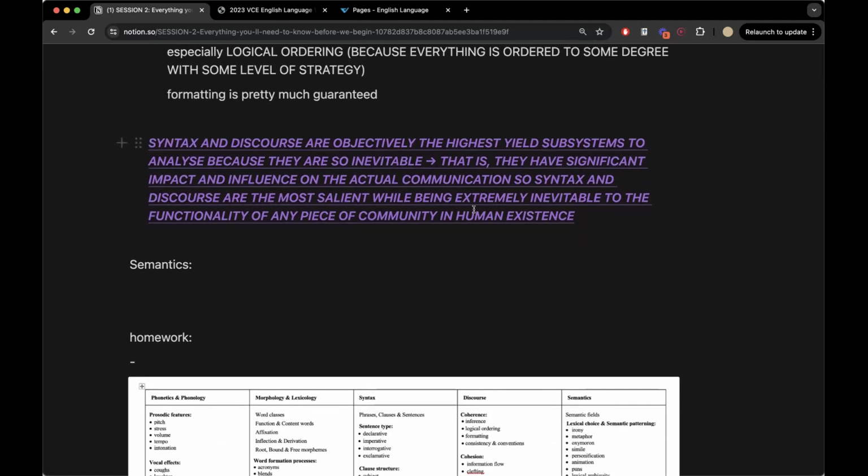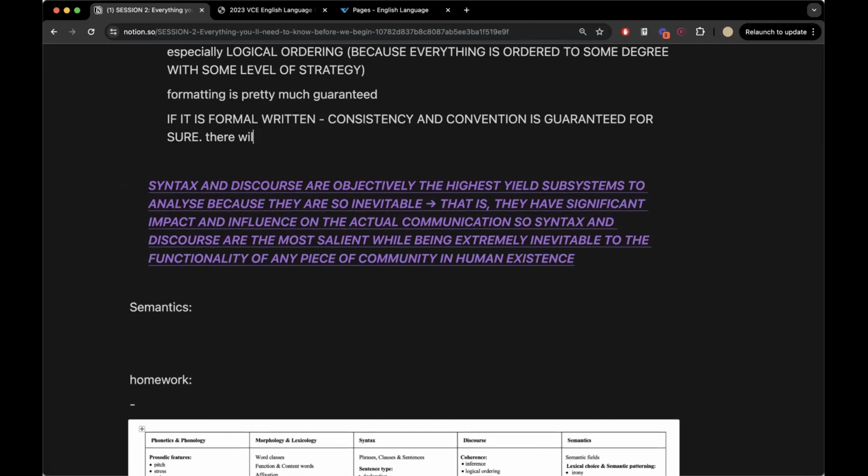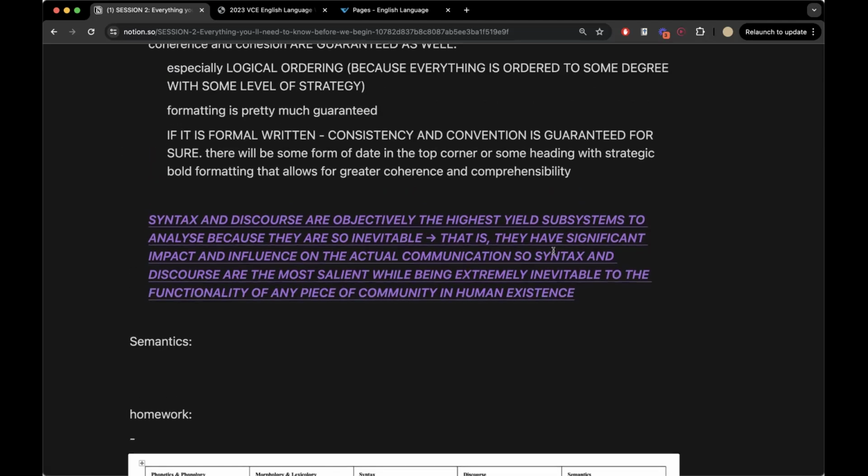Inference is the only one that's not so much guaranteed. If it is formal written, then consistency and convention is guaranteed for sure, right? There will be some form of date in the top corner, or some heading with strategic bold formatting, right? Bold formatting that allows for greater coherence, right? And comprehensibility, right? These are all given.